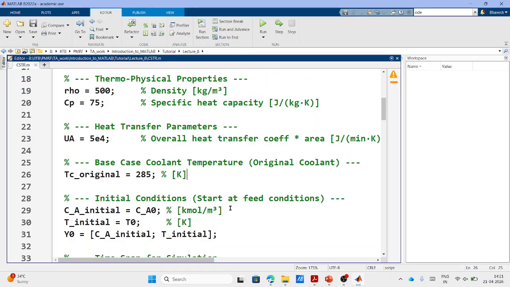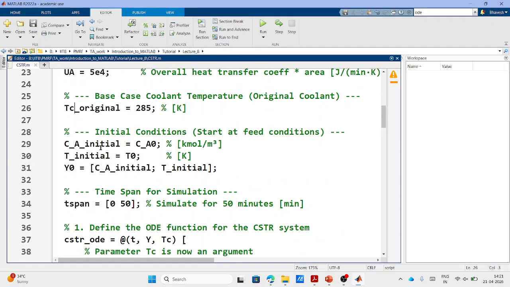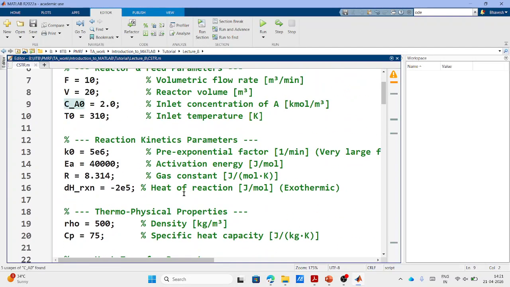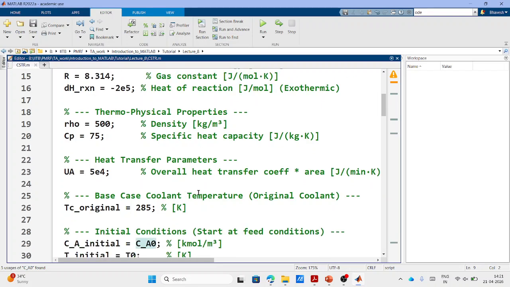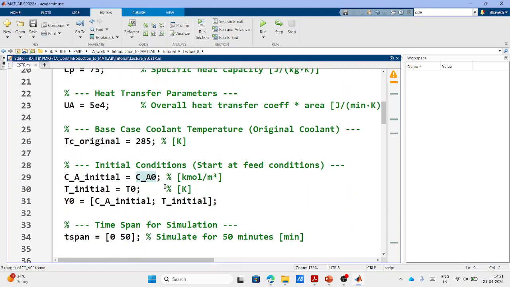Now, what we will consider is this Tc original and this initial concentration Ca0. These are your initial values, the steady state values that are present in the reactor. That's why I'm referring to them as Ca initial and T initial. So this is before introducing any perturbation in your system, right? So Ca initial is Ca0, T initial is T0. So my initial value y0 becomes Ca initial, T initial.